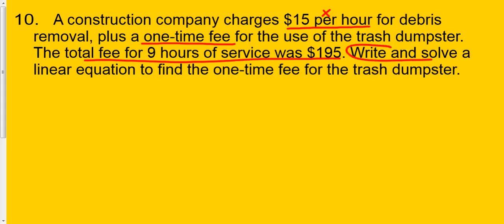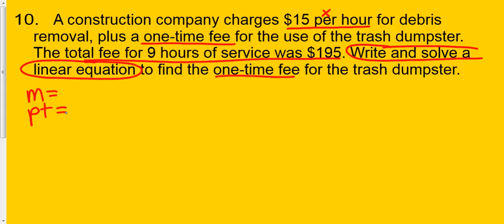We're going to write and solve a linear equation. So two things right here. We're writing and solving. We're going to find that one-time fee for the trash dumpster. Okay, so again, everything that I need to be writing down: we're going to write down slope when they give it to us, any sort of points when they give it to us, and what my x and my y variables represent. So my slope, I saw that per hour, that clues me in. That's going to be $15. Okay, so again, that's a ratio, the per hour, and we're going to remember slope is ratios.